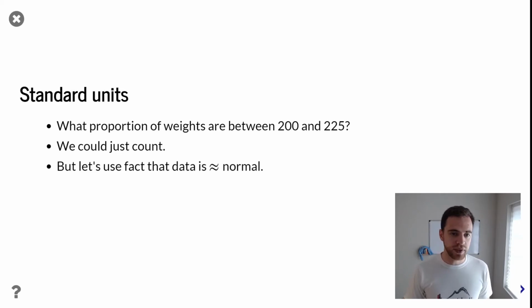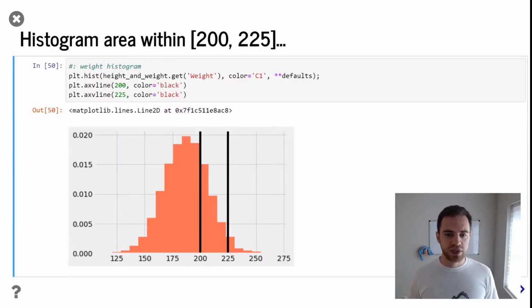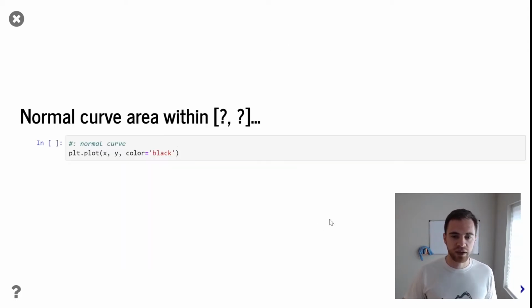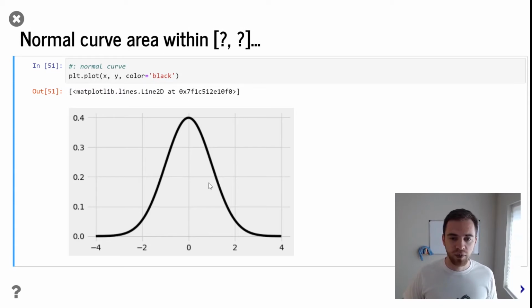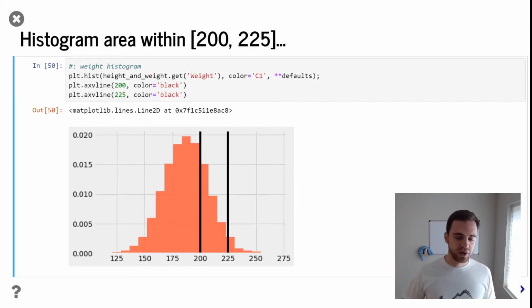So how do I go about doing this? I want to calculate the area of the distribution in this interval, and I'm going to do that without referring to the actual data that generated the histogram. I'm going to go back to the curve. I want to figure out the area within a certain interval of the curve. Basically, you can think about taking this standard normal curve, squashing it and centering it so that it overlies this distribution, and then figuring out the area under that squashed curve.